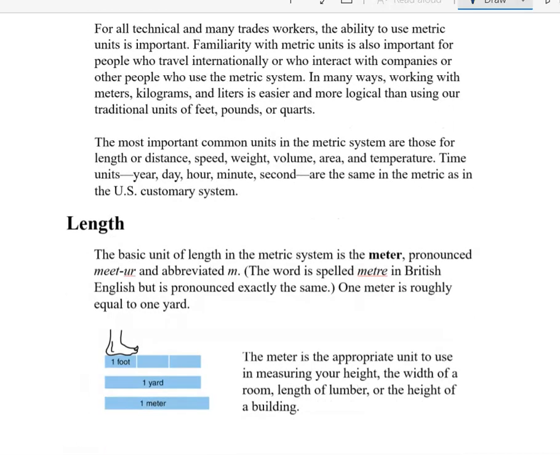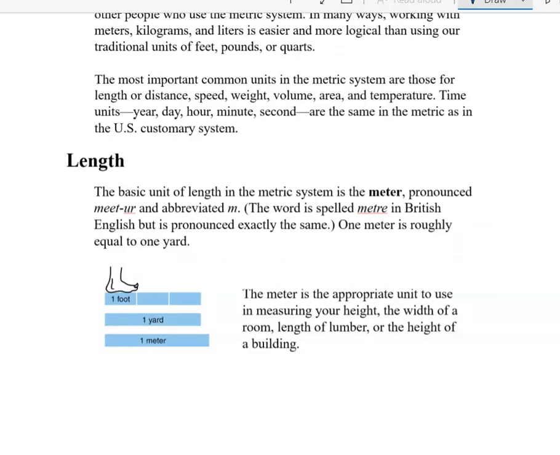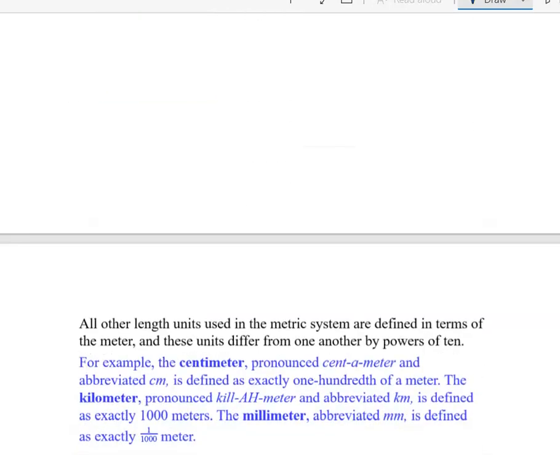When we talk about length, the basic unit of length in the metric system is the meter, abbreviated M. 1 meter is roughly equal to 1 yard. The meter is the appropriate unit to use in measuring your height, the length of the room, length of lumber, or the height of a building.